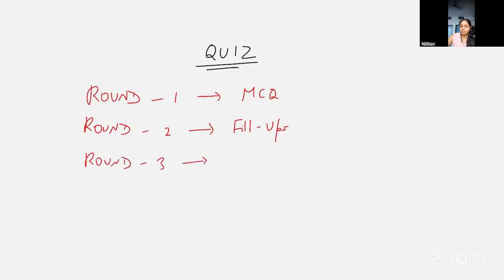Round three is going to be identify. What is identify? I'll show you an image and you will have to identify what it is, what type of triangle or what it is. That way. Then we also do a buzzer round.